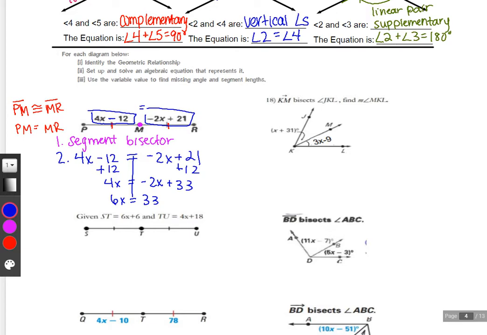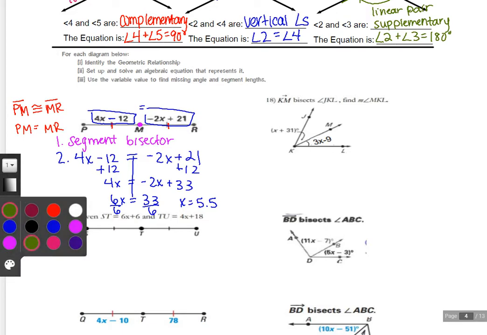33 divided by 6 comes out to about 5.5. If you put 4x plus 12 in your equation, you're going to get a different value for x. That's fine. So x then should equal about 5.5. So the way that you can check this would be doing part 3. So part 3 says to use the variable value to find the missing angle or segment lengths. So right here we're trying to find segment lengths. So what I would want to do is plug in 5.5 for our x values.